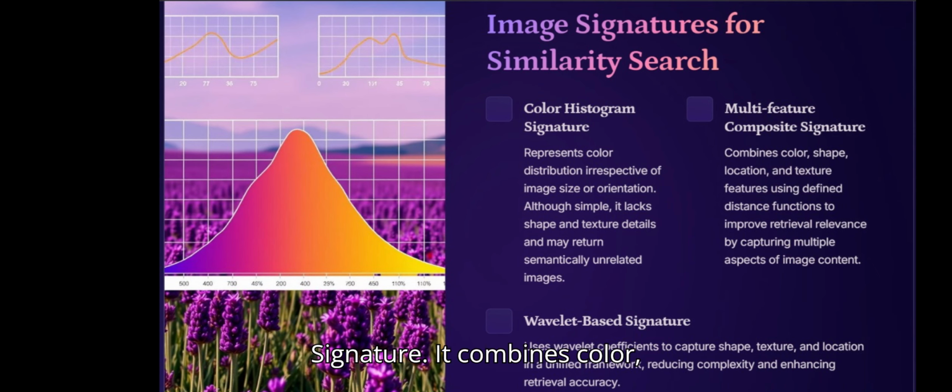Multi-feature composite signature: it combines color, shape, location, and texture features using defined distance functions to improve retrieval relevance by capturing multiple aspects of image content. And the next one is wavelet based signature. It uses wavelet coefficients to capture shape, texture, and location in a unified framework, reducing complexity and enhancing retrieval accuracy.